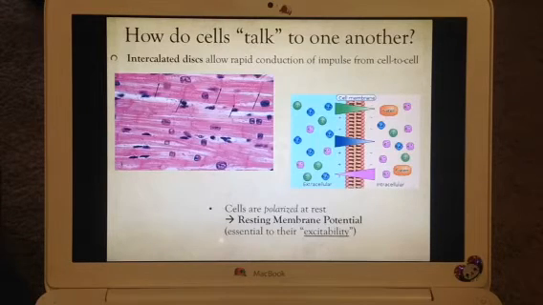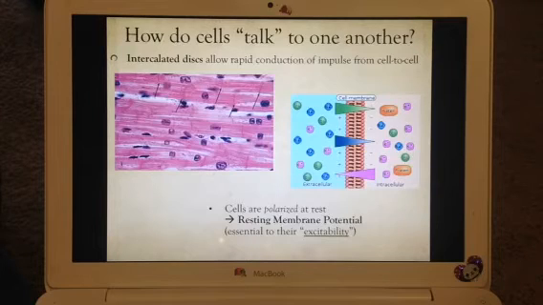Well, we said that intercalated discs were only found in cardiac muscle, and they were so important because they allowed the heart to beat synchronously. In other words, you don't want part of your heart beating and not the rest of it, right? Or part of your heart beating at a different rate or rhythm than the other parts of it. And intercalated discs are allowing the rapid conduction of impulses from one cell or cardiocyte to another. So cells at rest are polarized, and we call that resting polarization a resting membrane potential, and it's absolutely essential to their excitability. In other words, their ability to beat and be contracted.